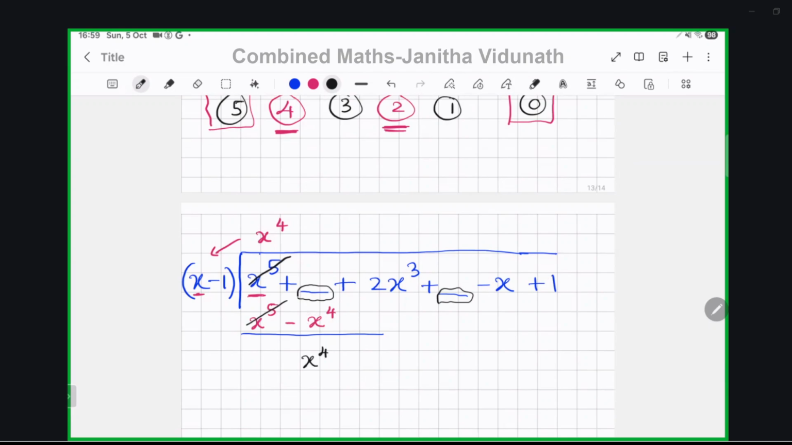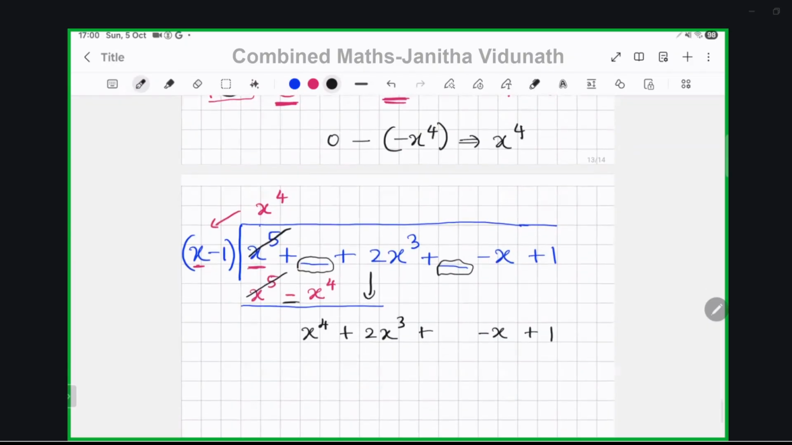Then we get plus x to the power 4. Why do we get plus x to the power 4? Because here we have a minus sign. Here from 0 we minus x to the power 4, that means we will get plus x to the power 4. Then we bring down the remaining terms: plus 2x cube, here we keep a blank, minus 6 plus 1. The need for keeping a blank is to align columns correctly. That is why we use blanks.